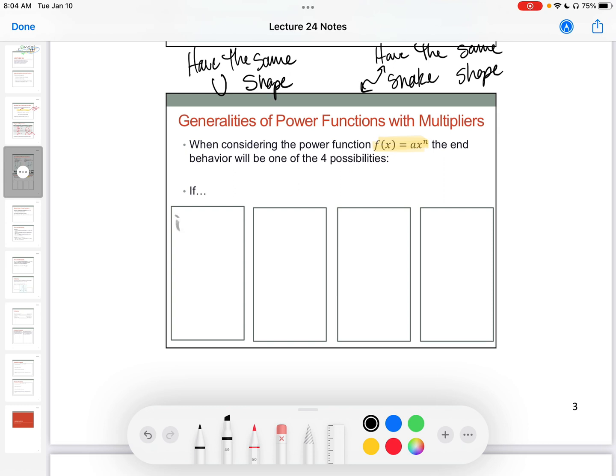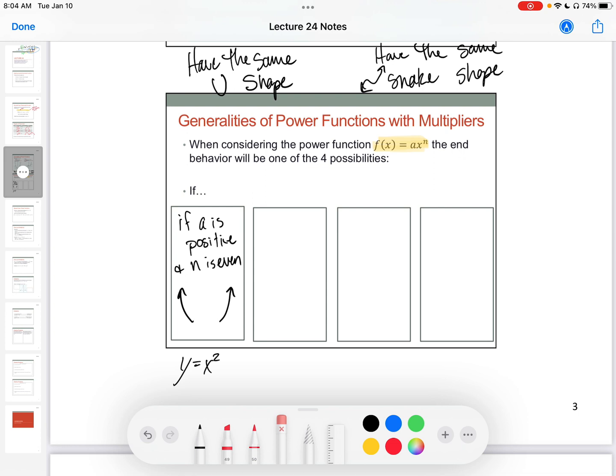So if a is positive, if I have a positive number in front of it, and n is even, an example of that would be y equals x squared. The end behavior of this function is going to be that U shape. Now notice I left a gap here in between them, and that is important because all that this tells us, it doesn't tell us what happens in between, it tells us what the end behavior is going to be.